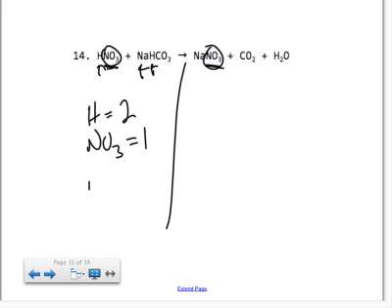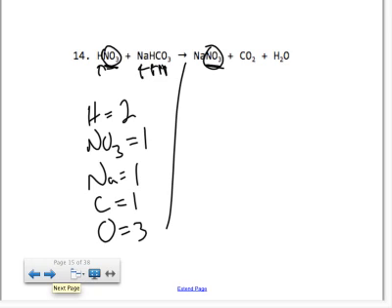And then I've got 1 sodium, and I've got the other hydrogen we already counted. Then I've got CO3, but I don't have CO3 on this side, so I have to break up the carbon and the oxygen. Okay, now I'm going to count the right-hand side. I'm going to go in the same order.